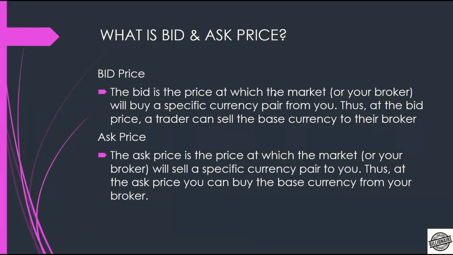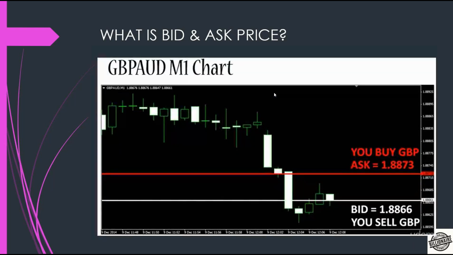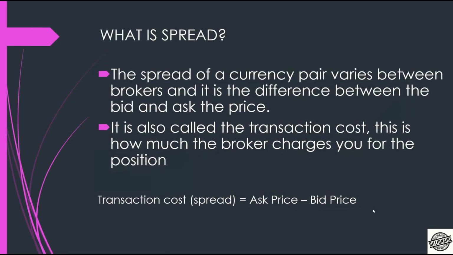So bid and ask price are just the prices that you sell or buy the market at. That's this information. Okay, that's the chart that shows it. When you buy, they give you the ask price, and when you sell, they give you the bid price. We've seen that happen. The spread of a currency pair varies between brokers and is the difference between the bid and the ask price. It is also called the transaction cost. This is how much the broker charges you for the position.